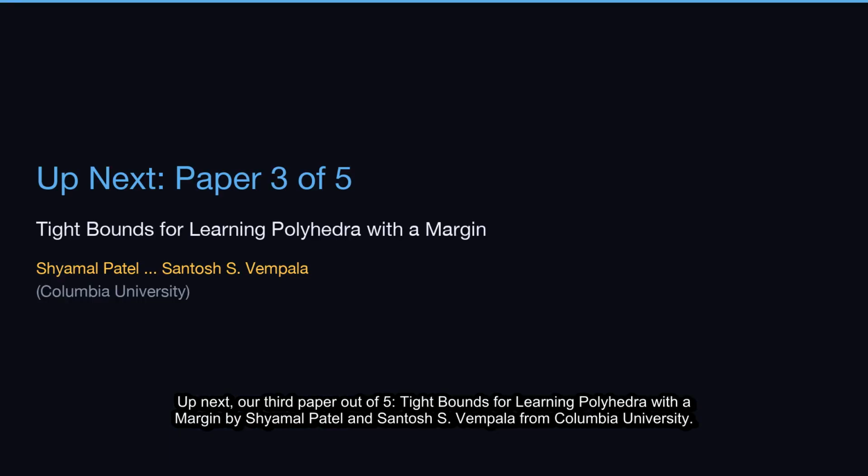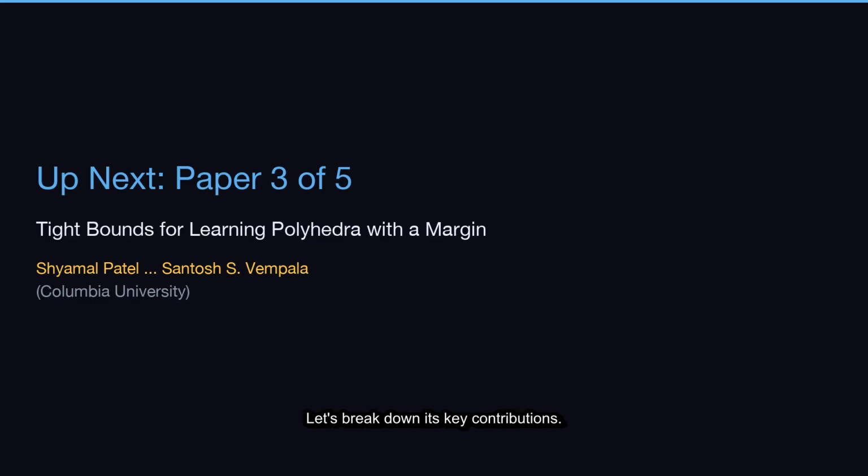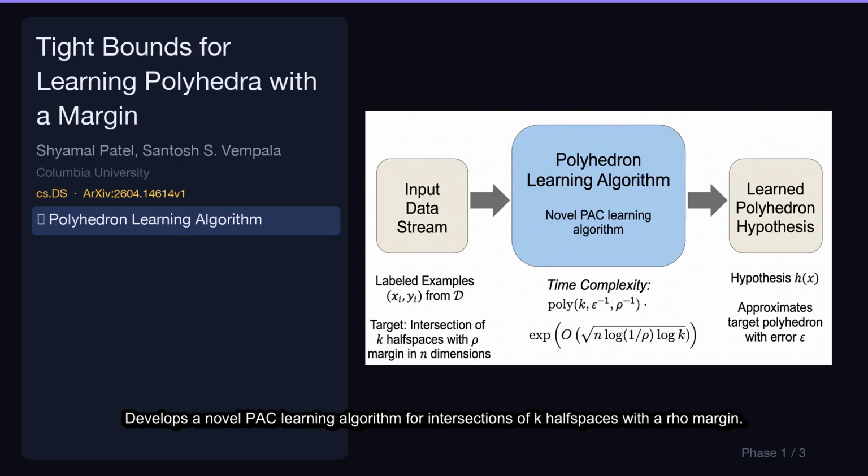Up next, our third paper out of 5, Tight Bounds for Learning Polyhedra with a Margin by Shamal Patel and Santosh S. Vempala from Columbia University. Let's break down its key contributions. Develops a novel PAC learning algorithm for intersections of k half-spaces with a row margin. This algorithm achieves improved time complexity, significantly advancing the state-of-the-art in this area.